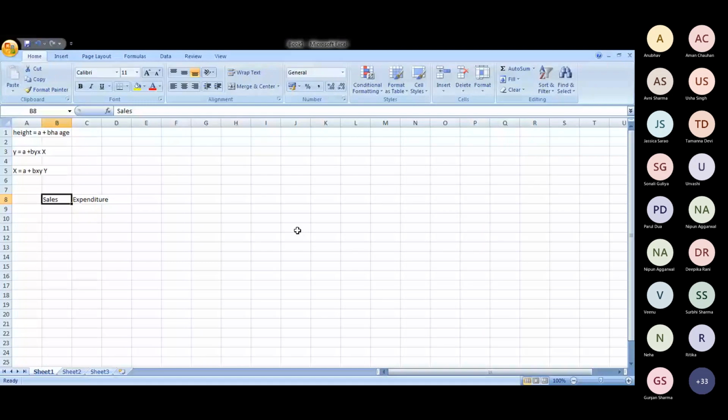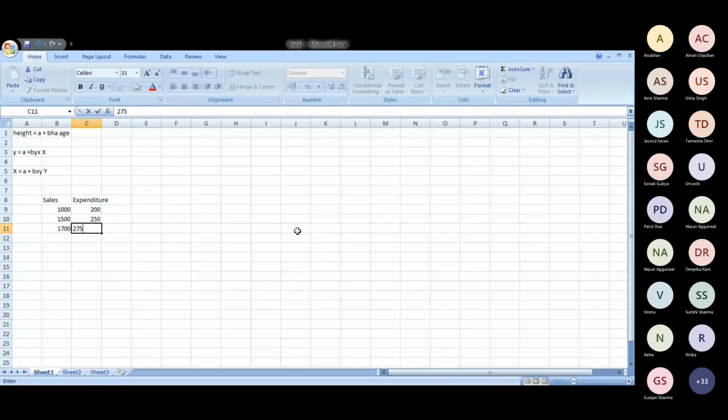So for that, the company wants to do this regression analysis by taking past data. Maybe the company is taking the past 6 months of data in which they are recording their sales and the corresponding expenditure in that month. For example, in the first month, the sales are 1000 and the expenditure is 200. Then we have maybe 1500, with the expenditure increasing to 250, 1700 to 75.